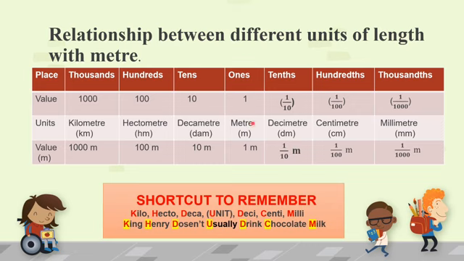Only your base unit, that is the standard unit, will change, and you have to remember only this: kilo, hecto, deca, deci, centi, milli. And how will you remember this? King Henry doesn't usually drink chocolate milk. With the help of this, you will always remember this sequence of unit arrangement.